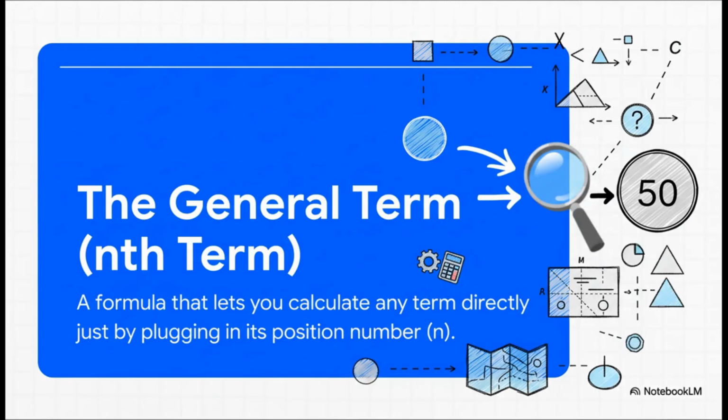So let's dig into that first method, the general term. This is basically one single all-powerful formula. If you want to know the value of, say, the 50th term in the line, you just plug the number 50 into the formula. That's it. You don't need to know what the 49th term was or the 48th. It's a direct map to any single point in the entire sequence.